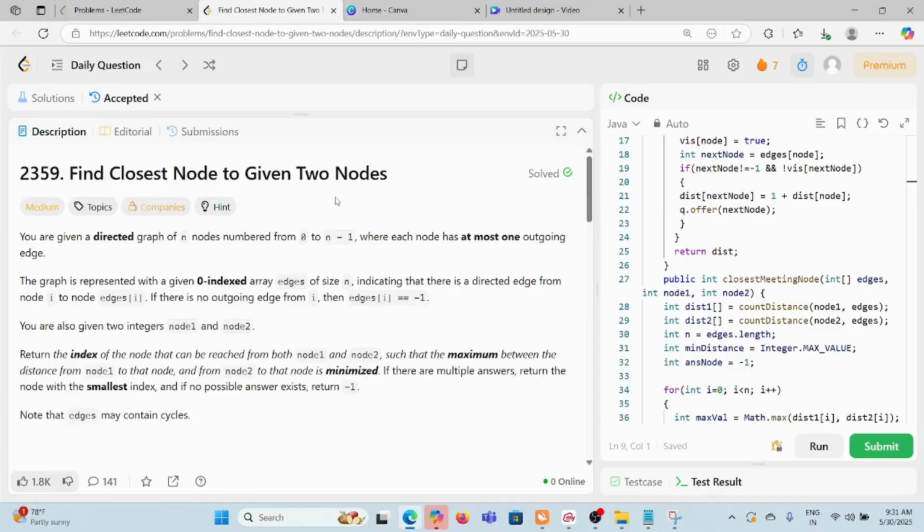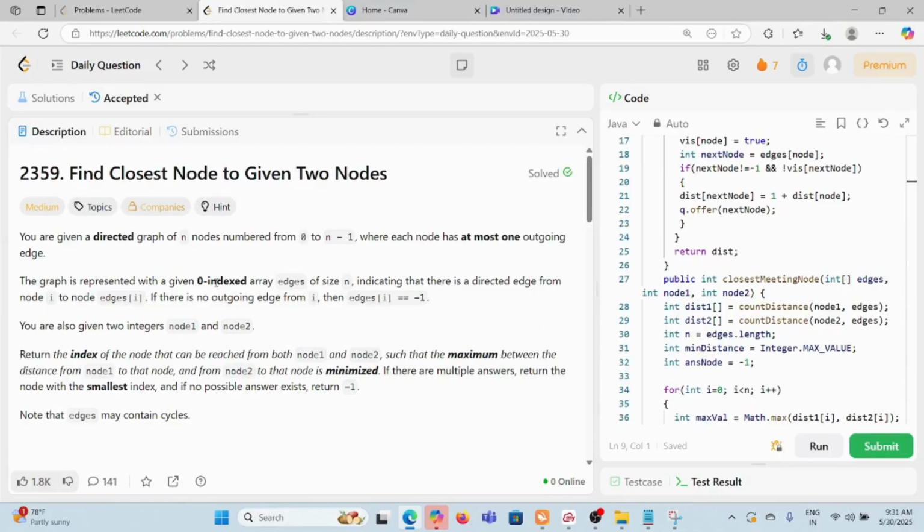Hello everyone, so today we are solving this problem. Find closest node to given two nodes. You are given a directed graph of n nodes, 0 to n minus 1, where each node has at most one outgoing edge. There could be only up to one outgoing edge, not more than that.